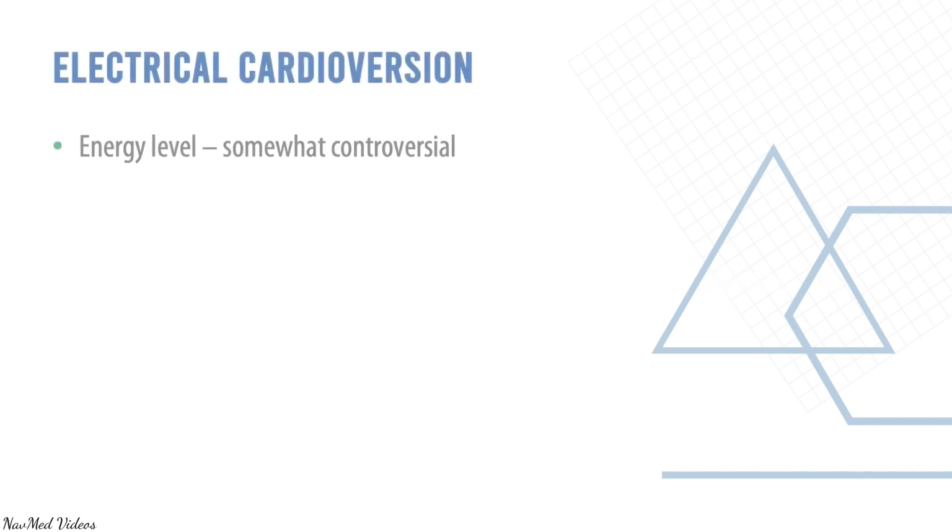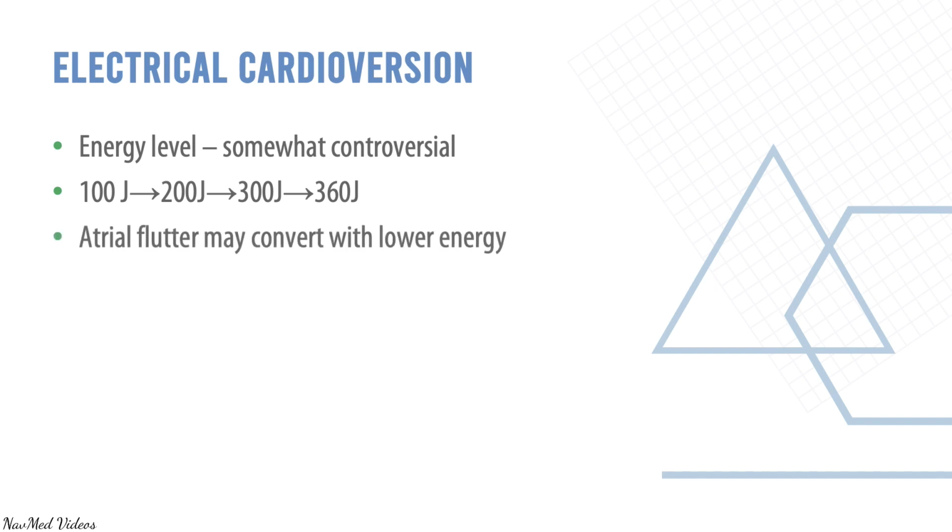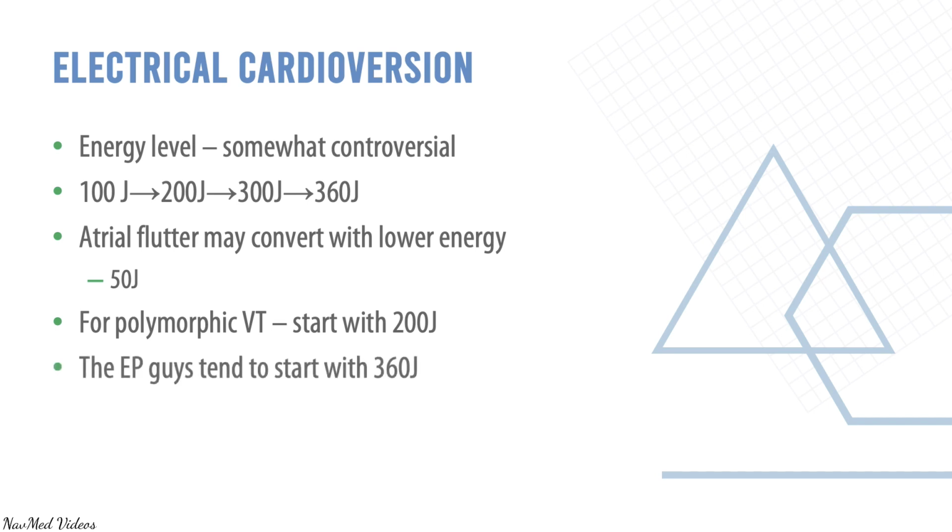Electrical cardioversion is somewhat controversial. It's 100 to 200 to 300 to 360 joules is how we go. Atrial flutter may convert with low energy, but for polymorphic ventricular tachycardia, start with 200. All right, the emergency physicians usually start with 360 though.